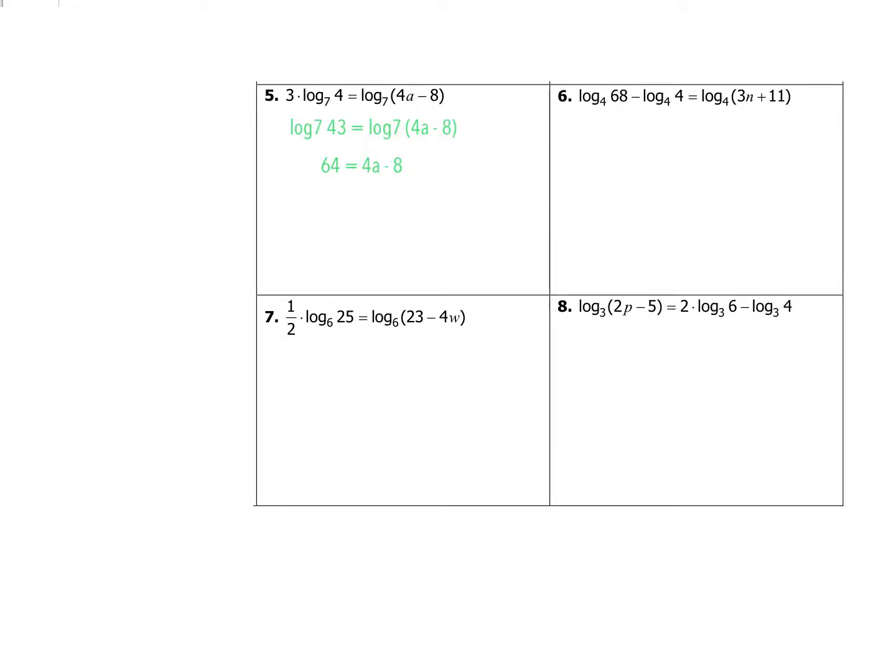So then I'm going to finish solving. I'm going to add 8 to both sides and then divide by 4. And that gives me a equals 18. So I'm always going to go back and plug it in and make sure that I don't have an extraneous solution. So over here there aren't any variables, so it doesn't matter what a is on this side.